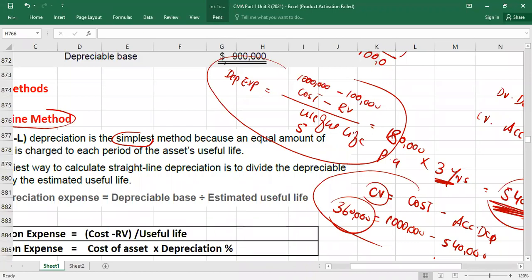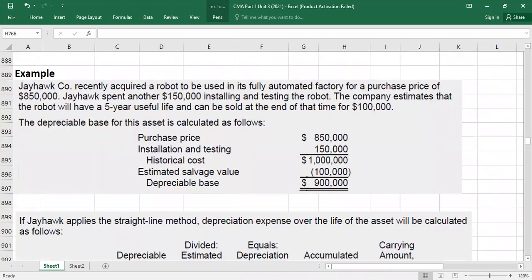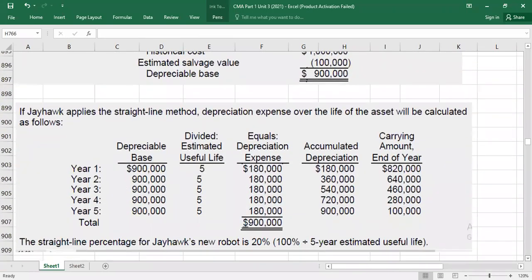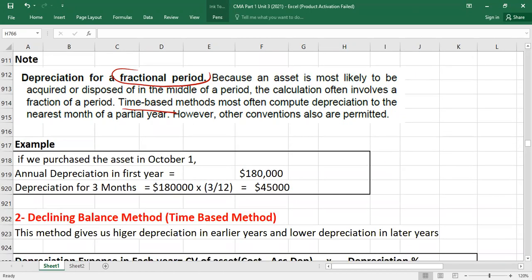Okay? Sometimes, just assuming here, you have to calculate depreciation by using the fractional method. Which method? Fractional period. It is also called the time-based method. Please listen to what I'm saying. For example, for this asset, whatever example we were discussing, let's assume you bought it on October 1st of year 1, and you have to apply the time fraction.